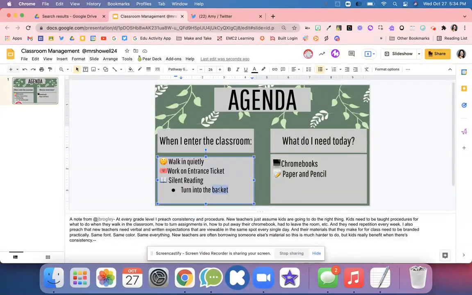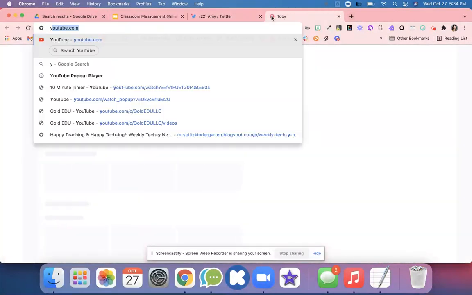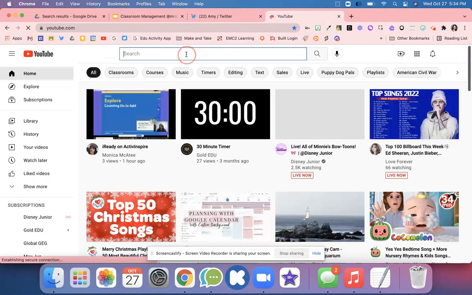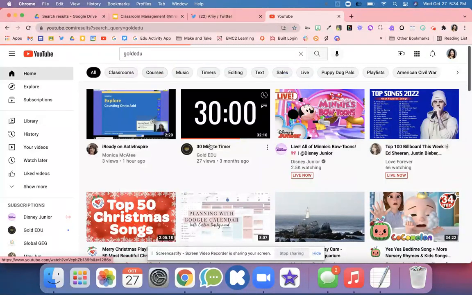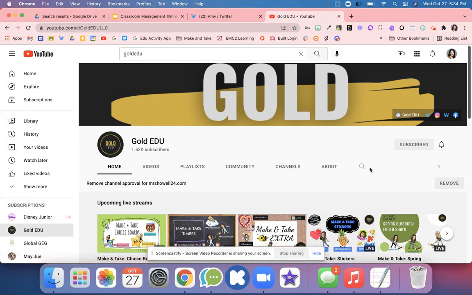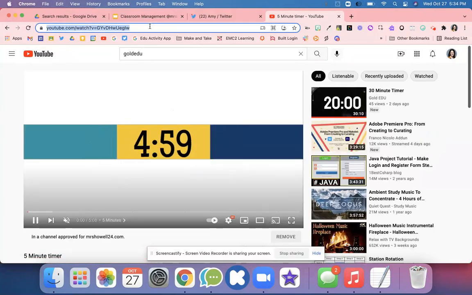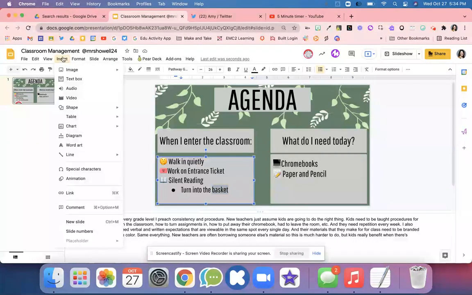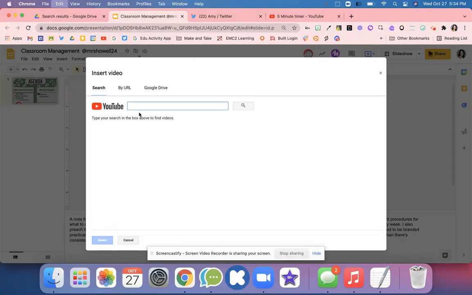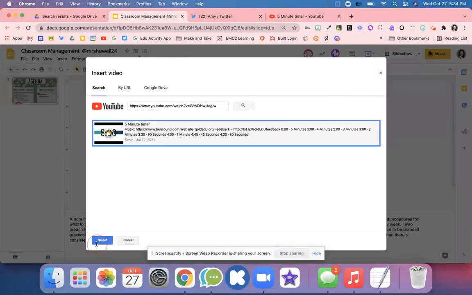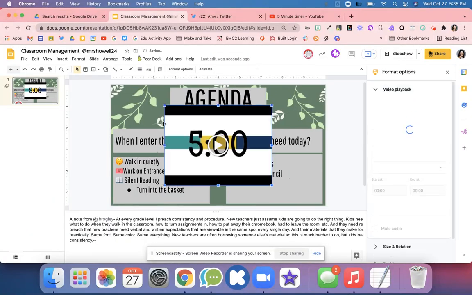Also, it can help to add a timer. So if you go over to YouTube, and then if you go over to that Gold EDU channel, you could probably find, if I go over here to the search, like a 5-minute timer. As they enter that room, I just need a quick 5-minute timer for my students. So I can go to insert video, insert that timer. Maybe it's 10 minutes if it's a longer exit ticket.